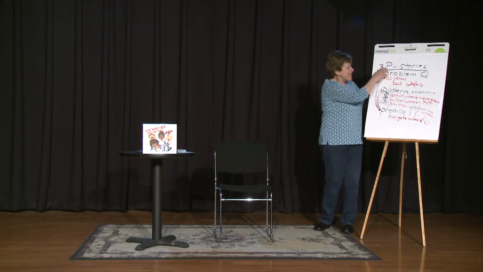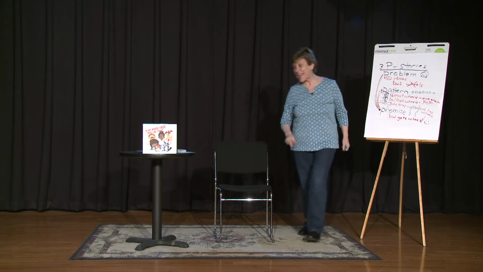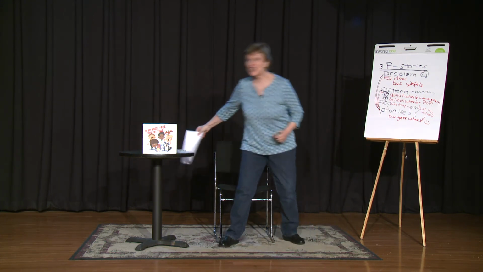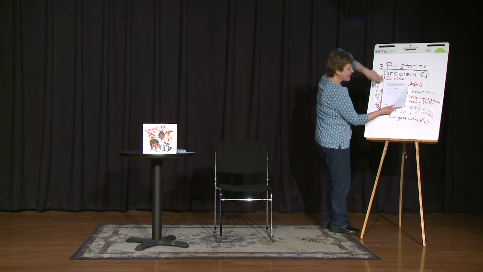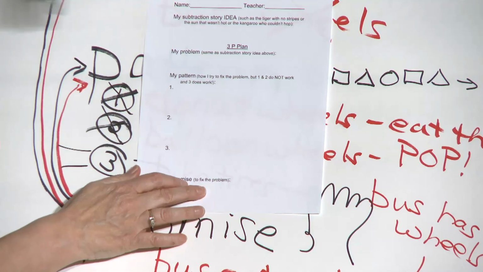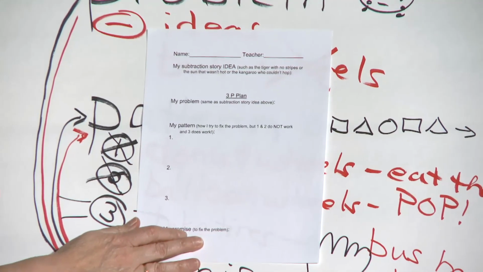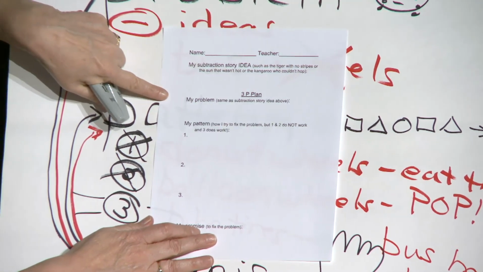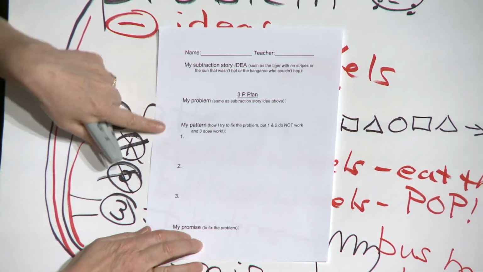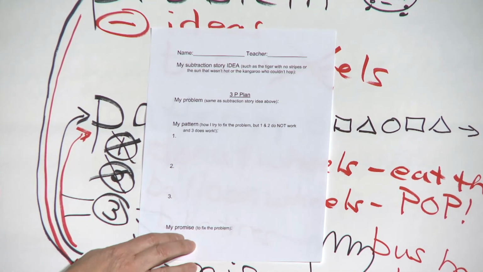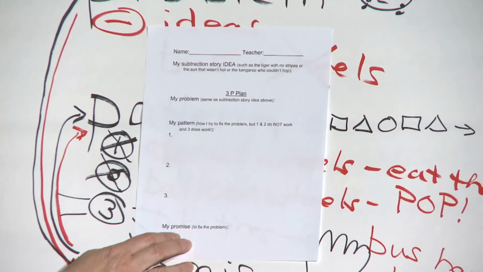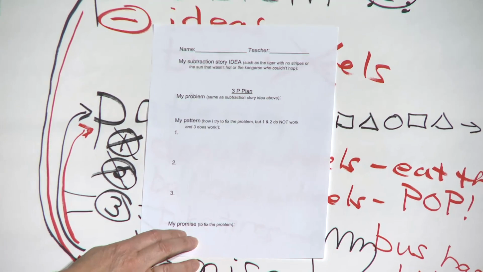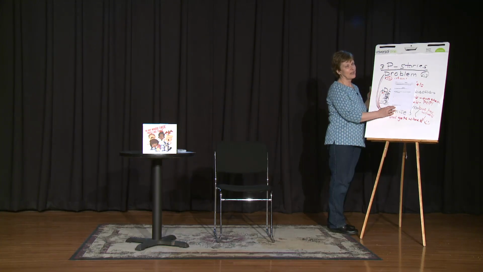So this plan for a story, I made it easy for you. Your teachers can get this organizer that has all the parts of the three-piece story. So it includes the problem, the pattern, and the promise at the end. So this organizer will help you to be able to write the three-piece stories. They're fun stories to write.